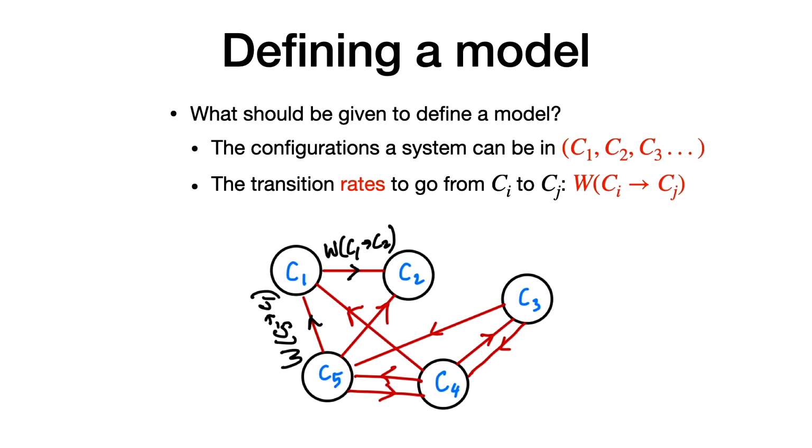Okay. But what did you understand by transition rates? The rate at which you go from one state to the other. Yeah, but what does the rate mean? The probability of going from one state to another.